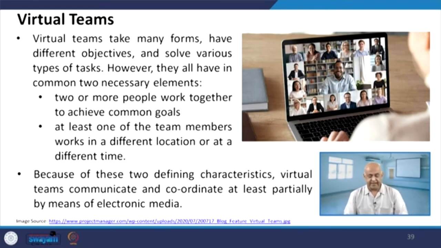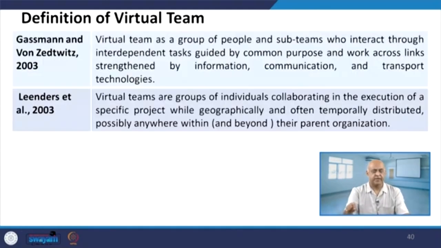These are the two defining characteristics. Virtual teams communicate and coordinate at least partially by means of electronic media. So there will always be electronic media, by means of which they interact, because they are at different places. Naturally some mechanisms are required, and therefore these mechanisms will be used for the purpose of the virtual team.